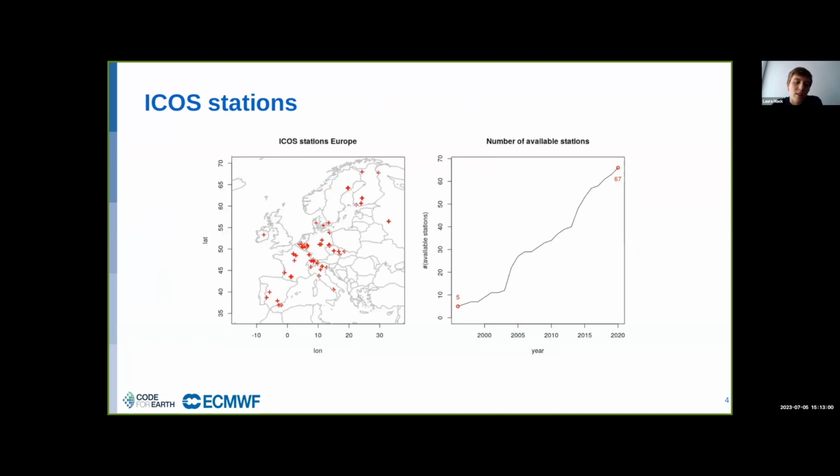Here you can see in the left plot the location of the stations in Europe. They cover a nice north-south range. On the right plot, you can see that when the network started in 1996, there were just 5 stations. But in 2020, we now had 67 stations. And we will use 2020.